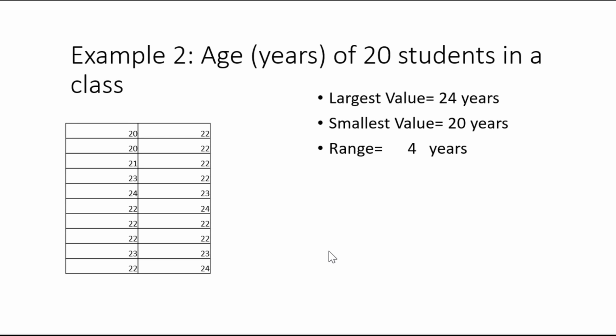Here is the second example. Here we have the ages of 20 students in a class. So here the largest value is 24 and the smallest is 20. So the range will be 24 minus 20, that is 4 years.